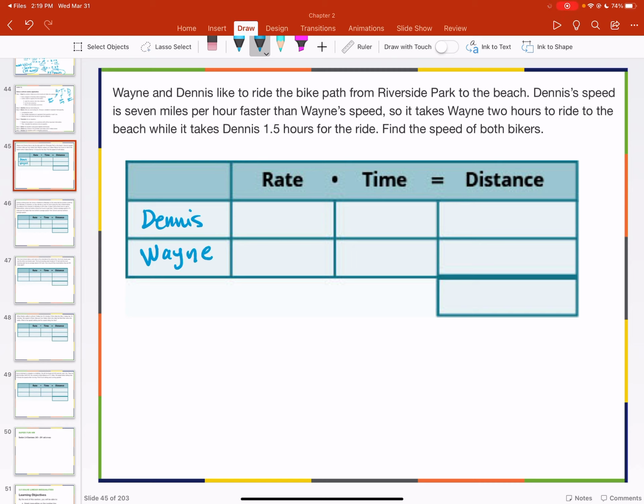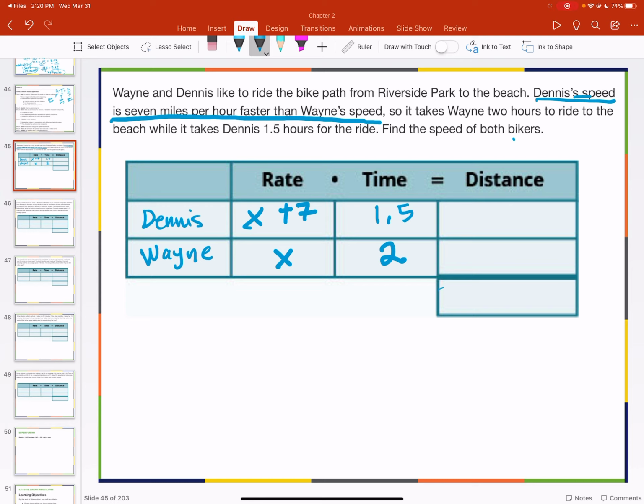Okay, Dennis's speed is 7 miles per hour faster than Wayne's speed. So we can let that be x, or we can let that be r for the rate. Speed and rate are both talking about the same thing. But we can go ahead and say let x equal Wayne's rate. And Dennis's speed is going to be 7 miles per hour faster than Wayne's, okay? And so it takes Wayne 2 hours to ride to the beach, while it takes Dennis 1.5 hours, okay?